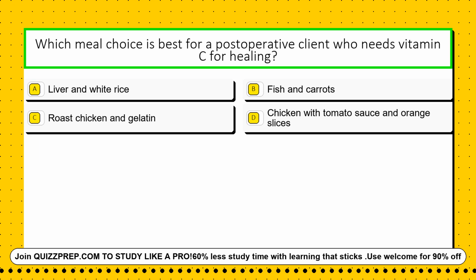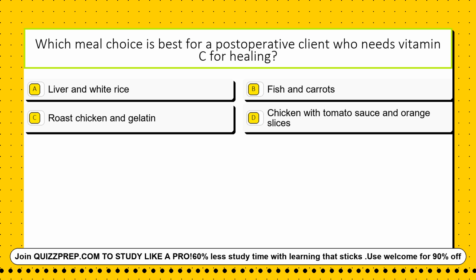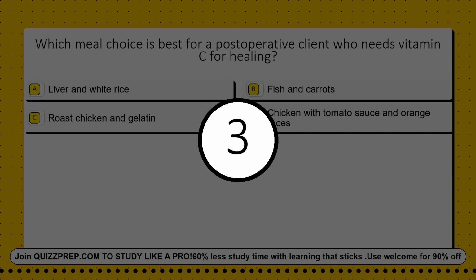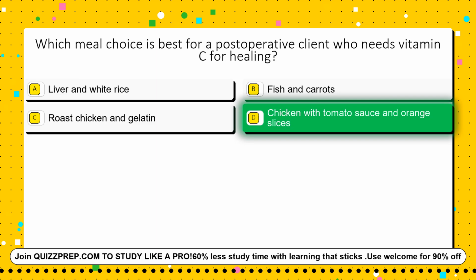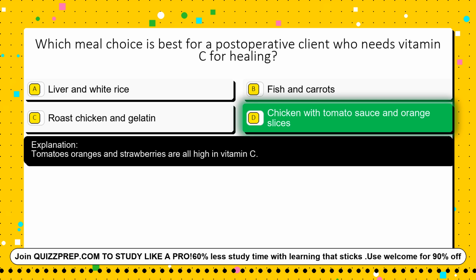Question 127. Which meal choice is best for a postoperative client who needs vitamin C for healing? Option A, liver and white rice. Option B, fish and carrots. Option C, roast chicken and gelatin. Option D, chicken with tomato sauce and orange slices. The correct answer is option D, chicken with tomato sauce and orange slices. Tomatoes, oranges, and strawberries are all high in vitamin C.